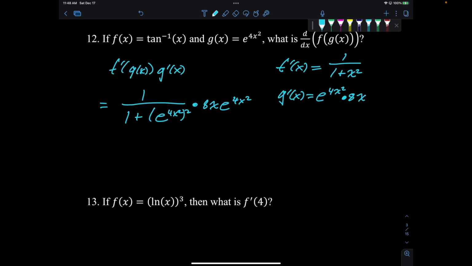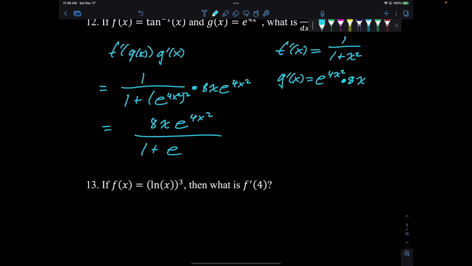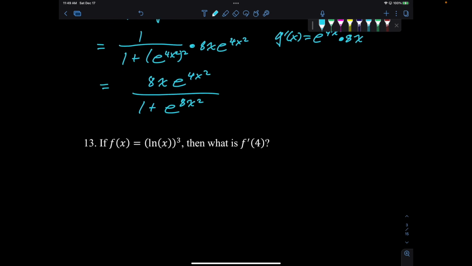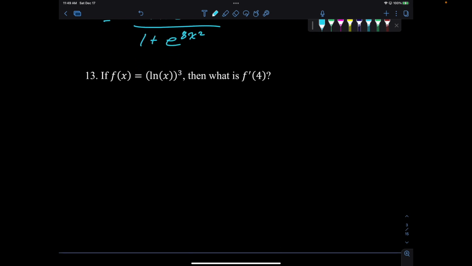Now, how would this be simplified? I think it would be 8x e to the 4x squared over 1 plus, when you have a power to a power, you multiply the powers. So I'm going to get e to the 8x squared. I think that's our answer. We could check that on the calculator, but I don't want to. So you could check it, and if I'm wrong, feel free to let me know.